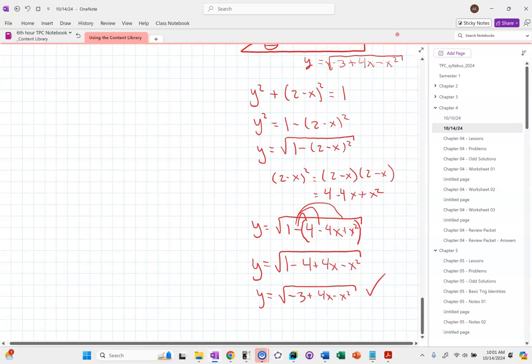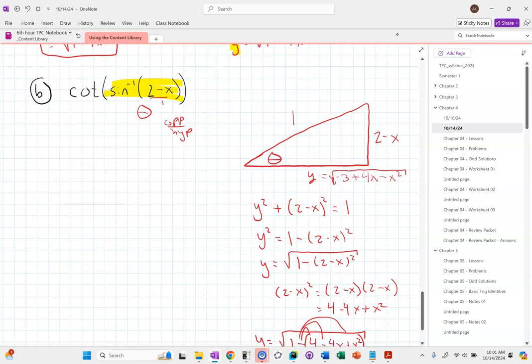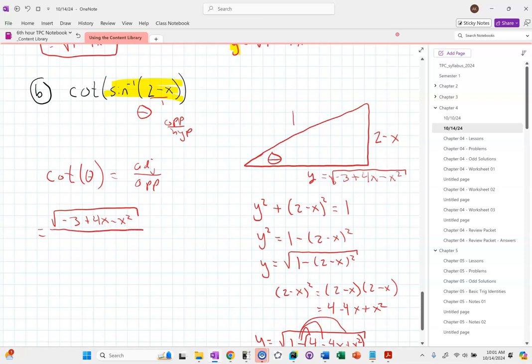Everybody feels good? Okay, but we're not done, right? Because we still have to do cotangent of theta. And remember, cotangent is adjacent over opposite, right? So that's going to be -3 plus 4x minus x squared, all square rooted, over 2 minus x. Then we're done.